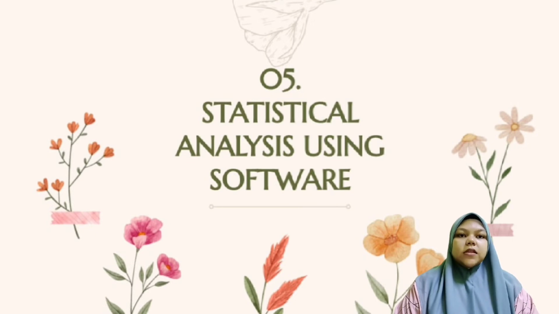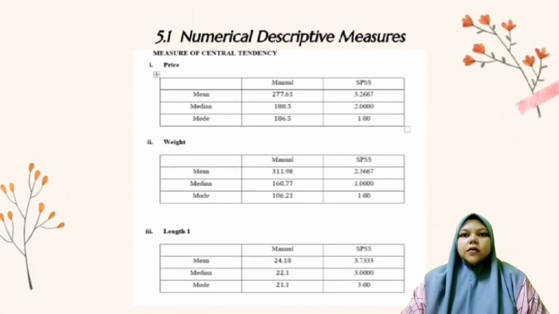So I'm going to present about statistical analysis using software. 5.1 Numerical descriptive measures. Measure of central tendency. The mean, median, and mode show different results because SPSS cannot read the data accurately. From SPSS, we cannot be sure if the data was accurate because there might be an error in the data. So using manual calculation might be more accurate and correct.